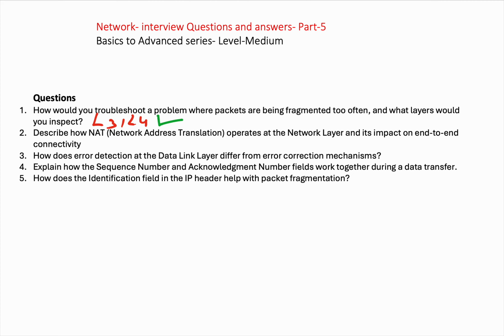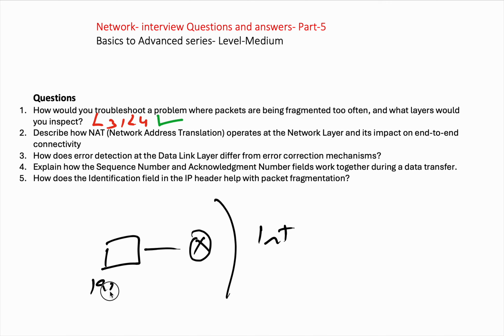Now, second: describe how NAT, network address translation, operates at the network layer and its impact on end-to-end connectivity. In this question, they are trying to ask you how exactly NAT works. NAT translates your private IP address. Considering you're in an internal network, this is your router, this is the internet. Here you're on a 192 series, but here the IP address will be 10 something, some internet IP address. So when your packet goes out, it cannot take your private IP address. It takes your public IP address.